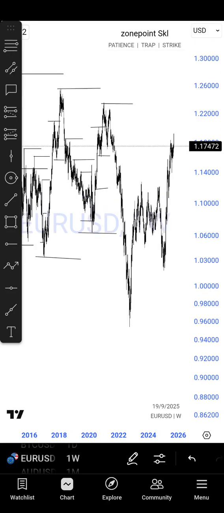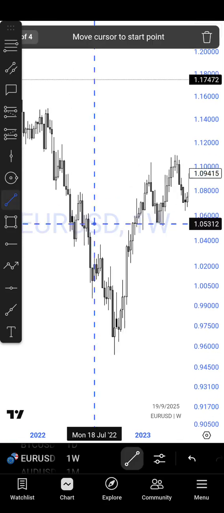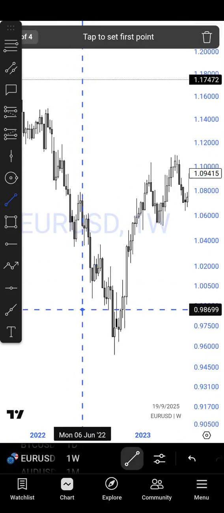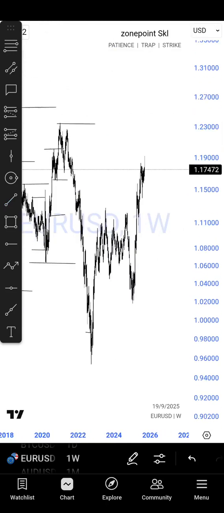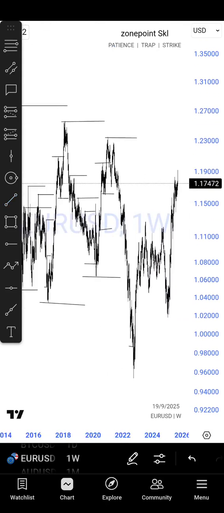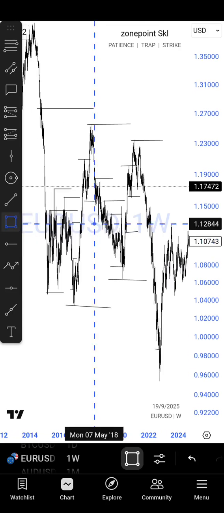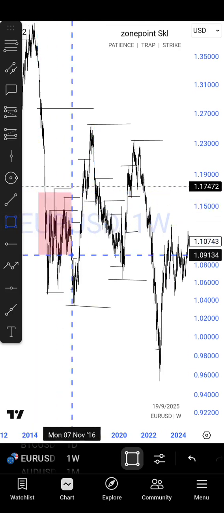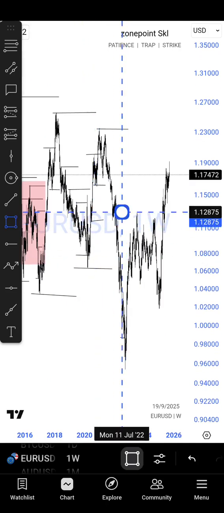After taking them out, it did what? It gave us a sweep. This is a sweep now. After that sweep, it created. You can see what happened here now. It's also what's happening here. You can see what happened in this box here. You can see it's also happening here.